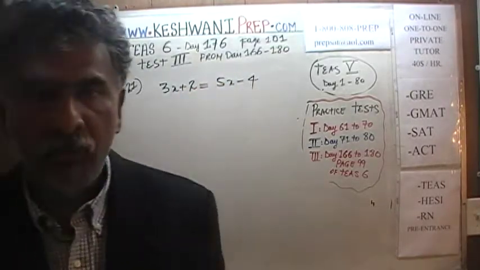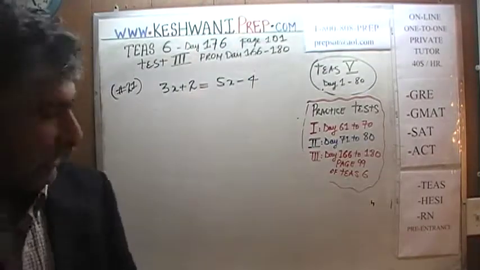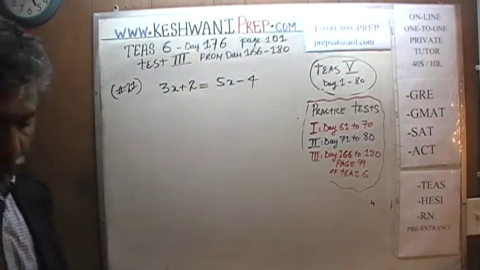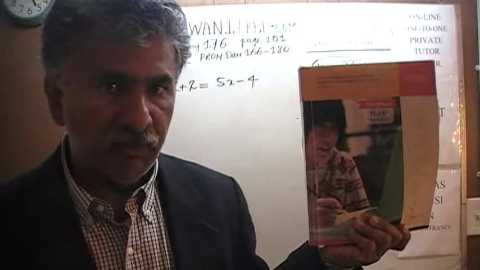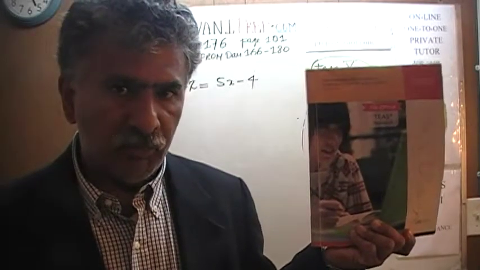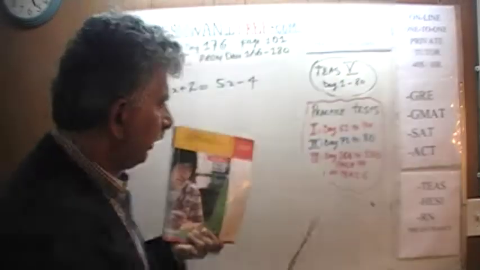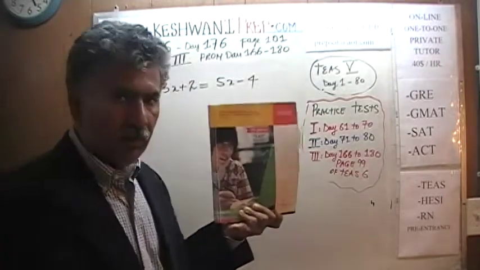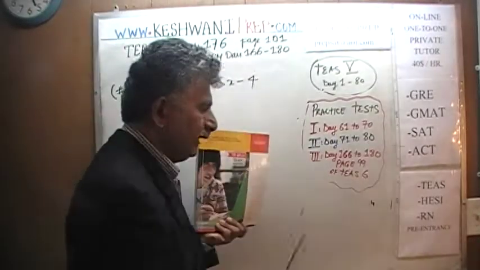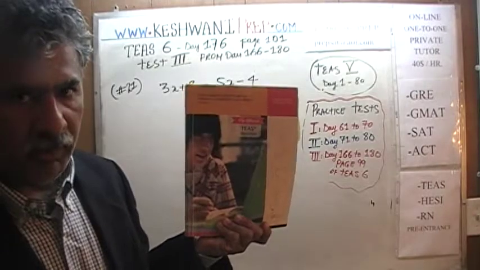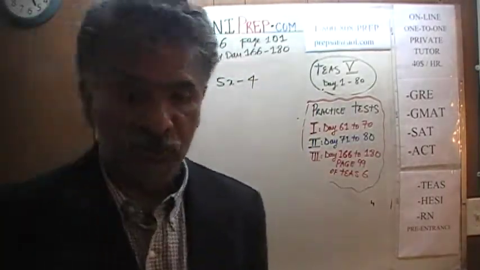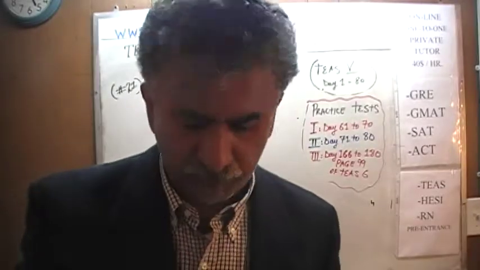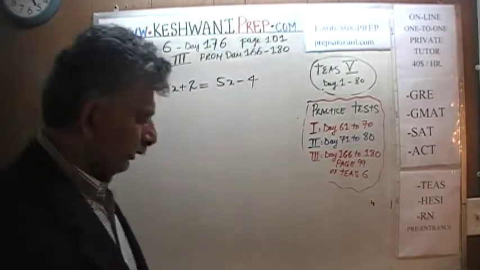This quiz that we are working on is what we refer to as test 3. If you are interested in working on the previous two tests that appeared in the 5th edition, you will find the solutions to all the problems that appeared in test number 1 on days 61 through 70, and test 2 from 71 through 80. As a matter of fact, you will find the solutions to all the math problems that appeared in this book from day 1 through 80, if you so wish to avail yourself. Let's get going, shall we?